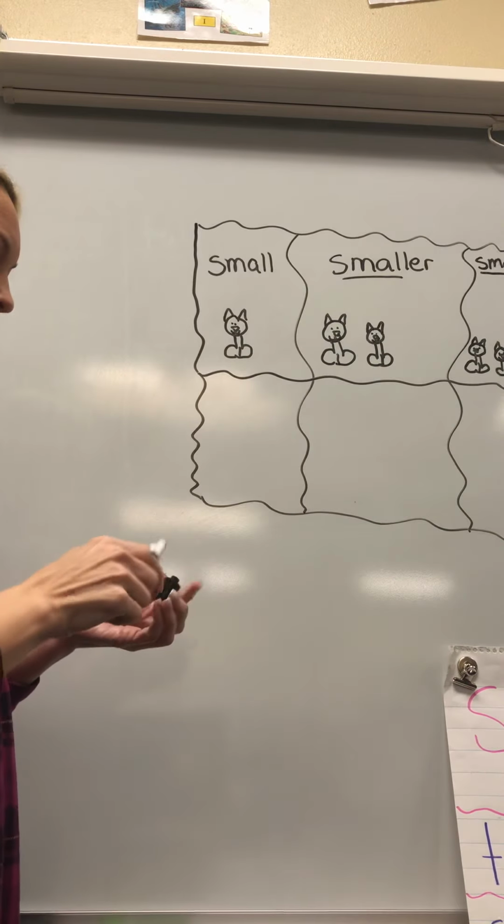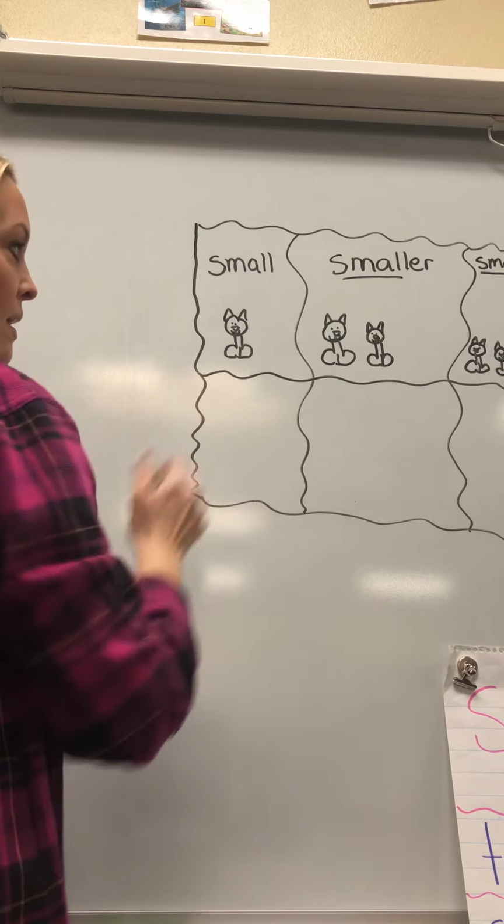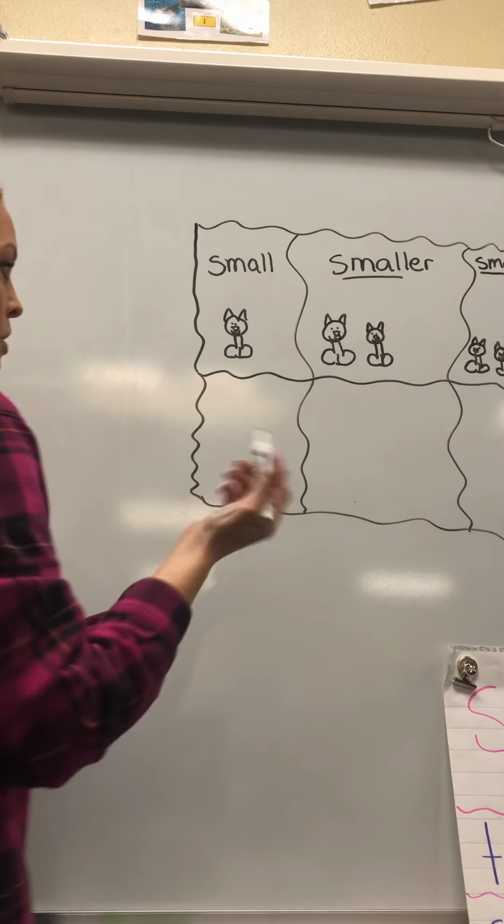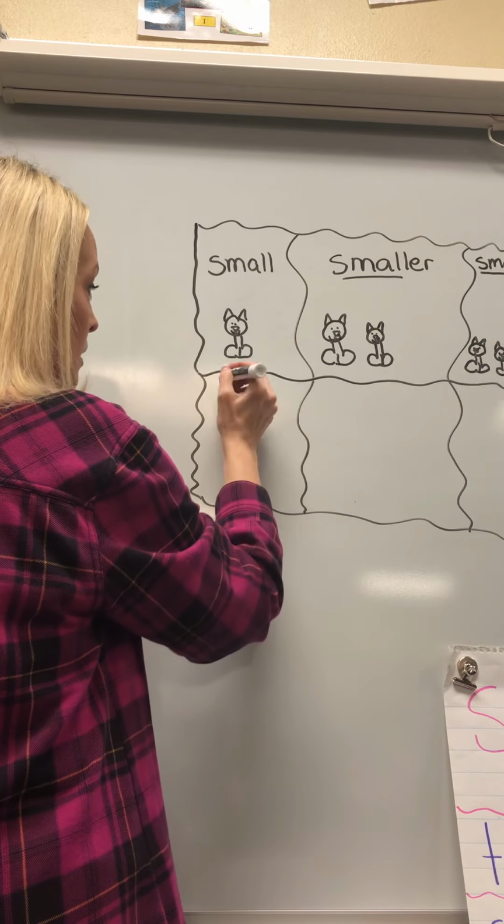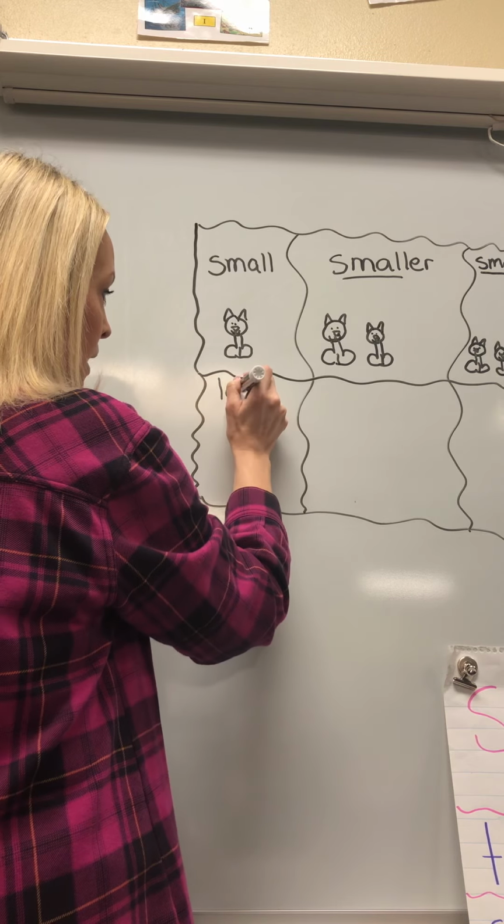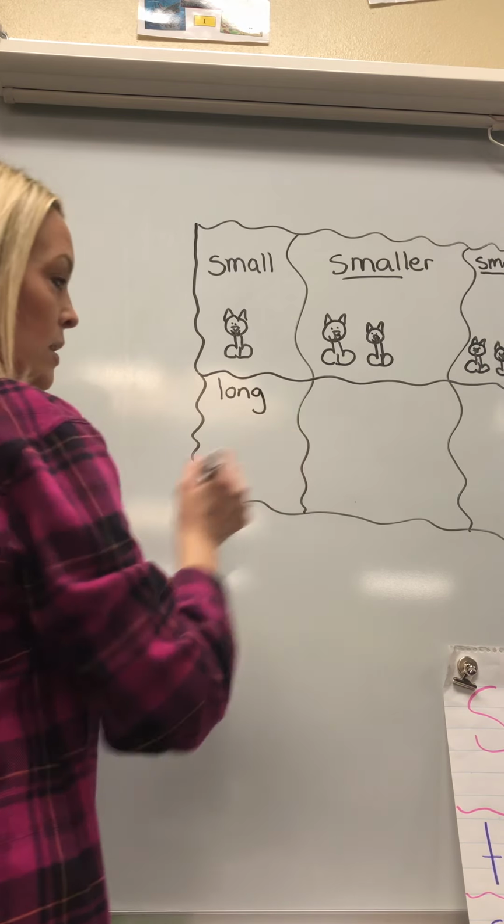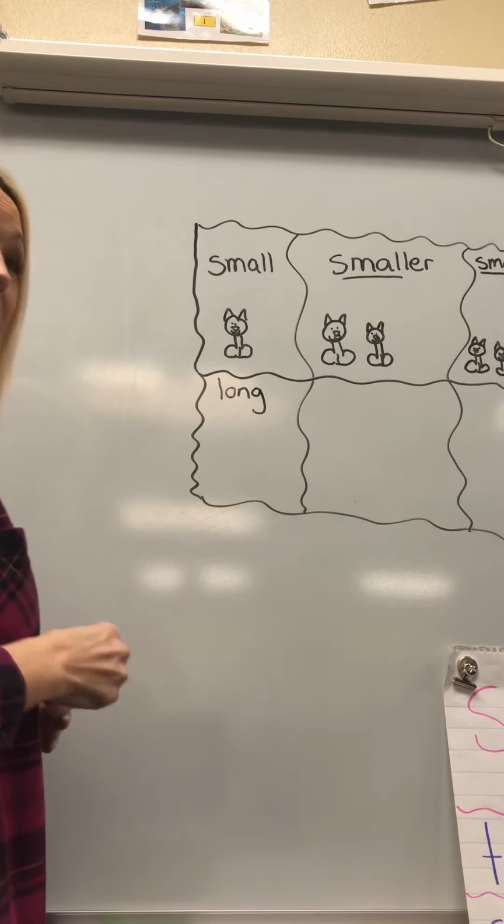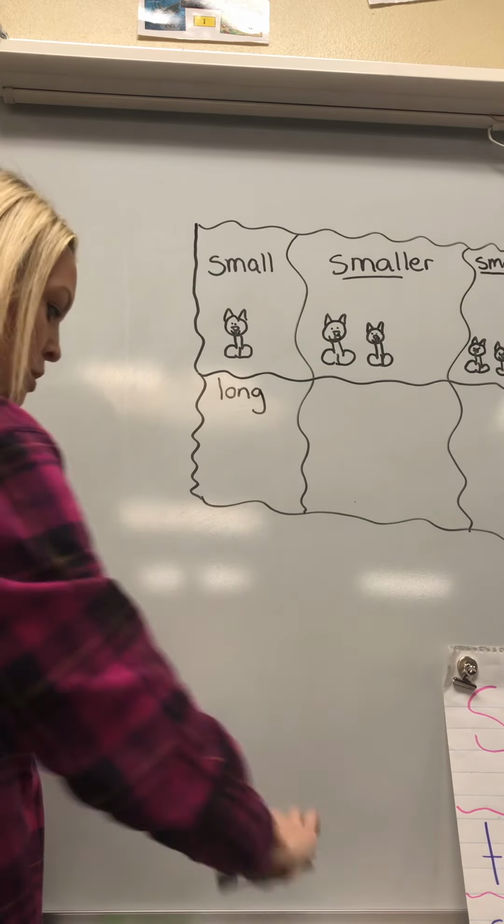Just do that on a piece of paper and then think of a second adjective and write it here. You could use the word long. So you would have long and draw your example of long. I'm not going to do another one for you guys because I want you to do it at home.